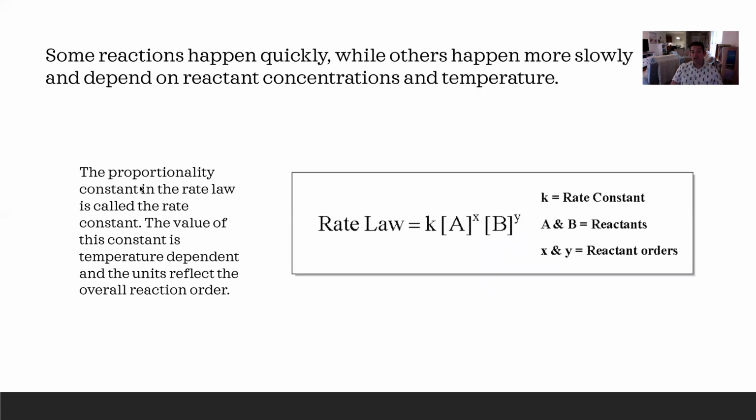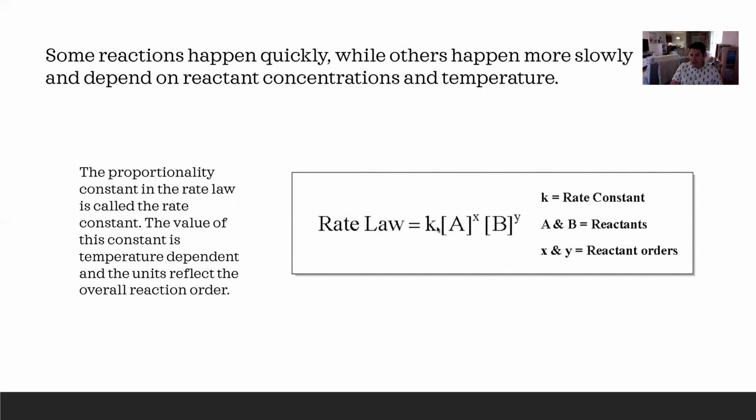So the proportionality constant in the rate law is called the rate constant. That's K, and that's going to set everything equal. The value of this constant is temperature dependent, and the units reflect the overall order of reaction. The rate law is always concentration per time. So K is going to provide this function where, whatever our units here are, our concentrations are always molarities, and they're being raised to certain powers, neither of them have time. So K is always going to have per second.